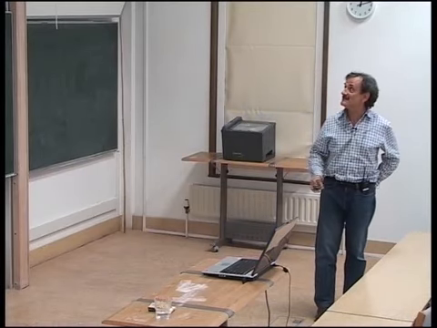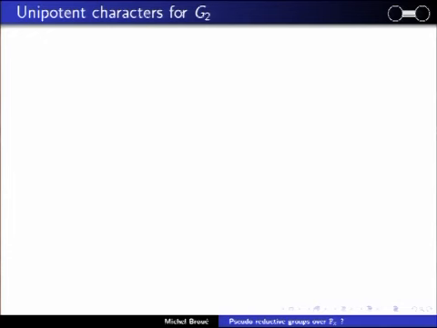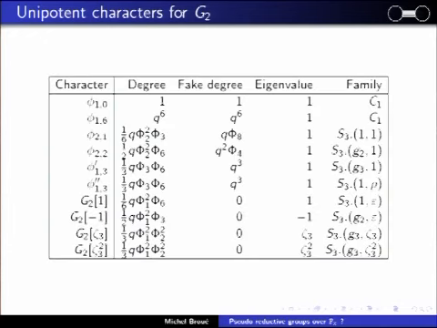So G2, the Dynkin diagram is there. Everyone knows G2 here in the audience. And here is the kind of table you find in Lusztig's book. That needs some explanation, which will be given all along this lecture. But at least you can see, if you don't know what family or eigenvalue or fake degree is, at least in this first strange column, what you have is the list of unipotent character degrees for the group G2(q).